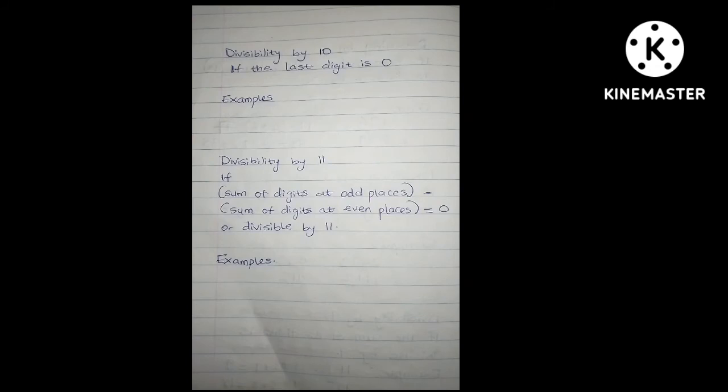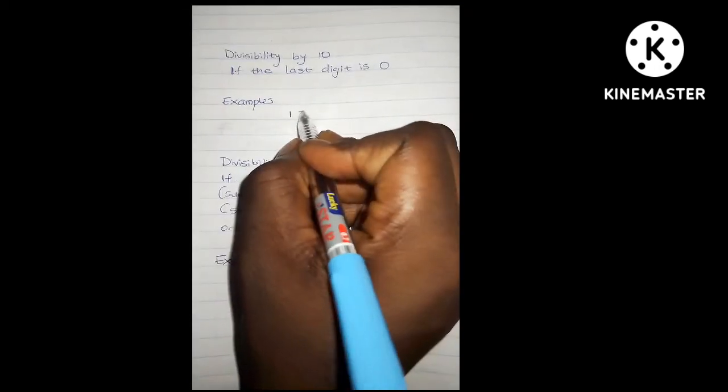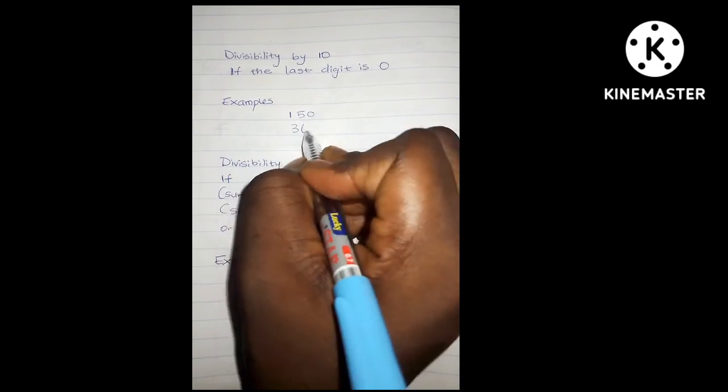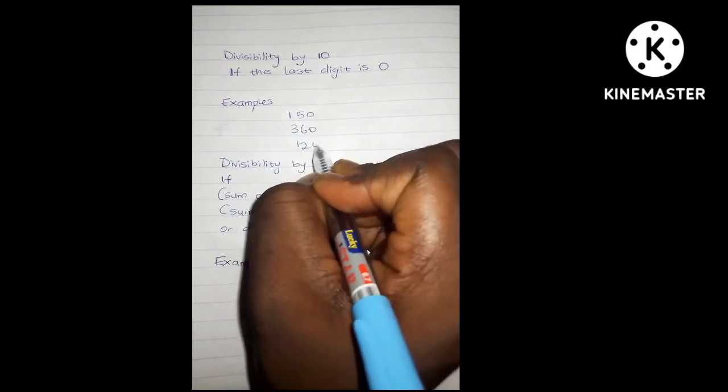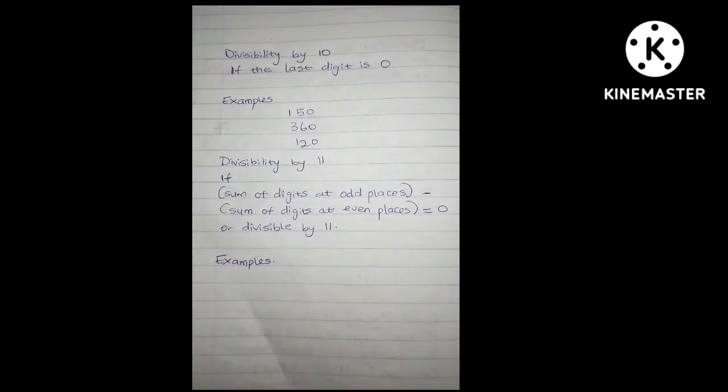Divisibility by 10. To check if a number is divisible by 10, the last digit must be 0. Examples of such numbers, we have 150, 360, 120, and so on. In as far as the last digit is 0, then that number is divisible by 10.